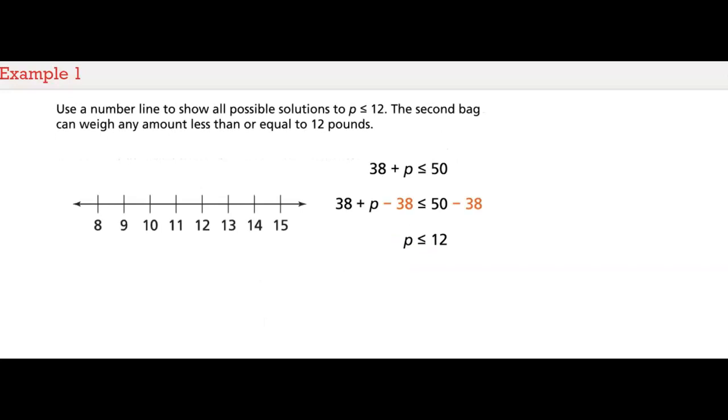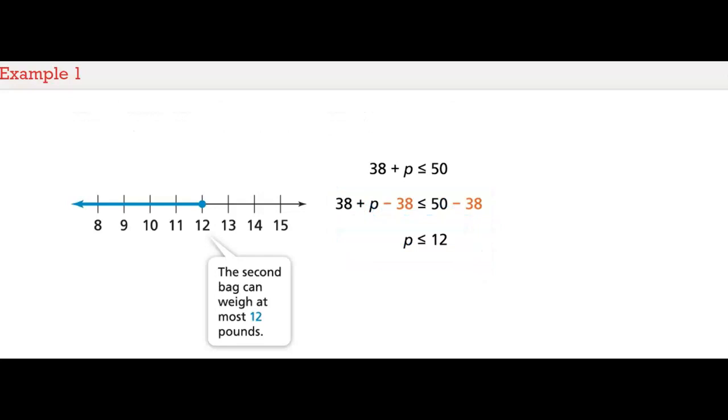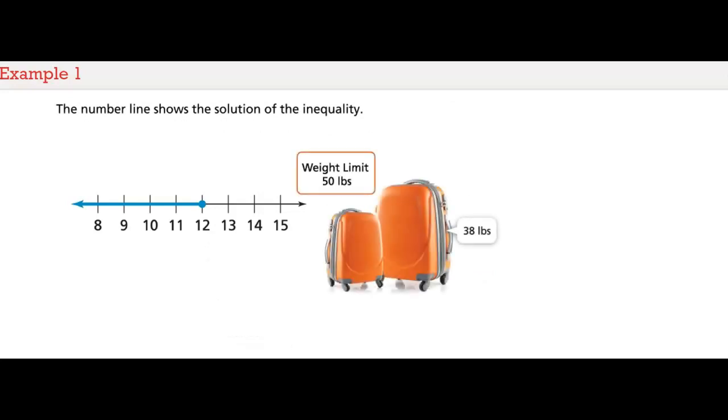We can use a number line to show all possible solutions to the inequality P is less than or equal to 12. 12 is the greatest possible value of P. The second bag can weigh at most 12 pounds. It can also weigh any other amount less than 12 pounds. The number line shows the solution of the inequality.